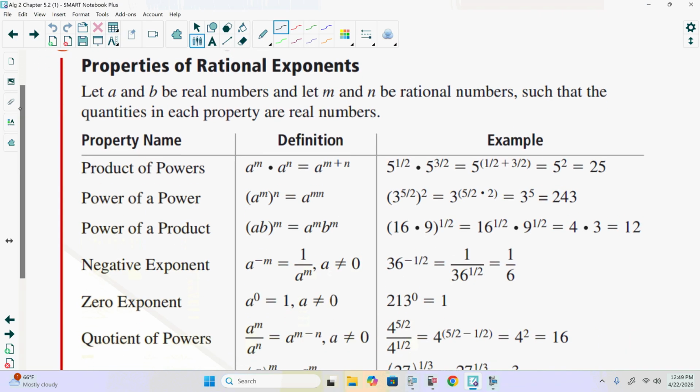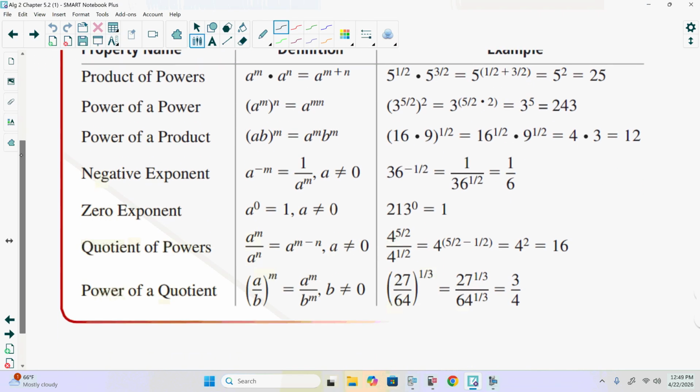Properties of rational exponents. None of these are new. None of these properties of rational exponents should be new. We've covered them before, either in here, in Algebra 1, geometry. We've talked about properties of rational exponents.